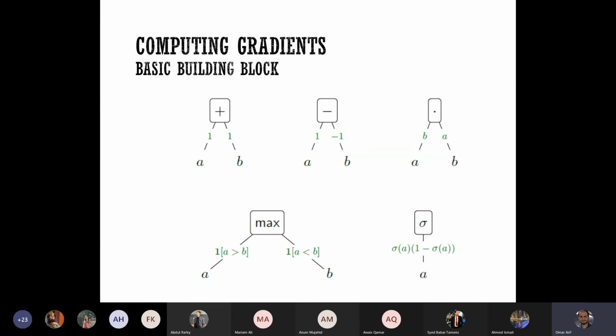The third function that we are considering is the multiplication. This function is going to simply multiply two values, a and b. Now here, if I compute the derivative with respect to a, what will this derivative equal to? It is b. That is why I have written b on the edges. Similarly, the derivative with respect to b is a.